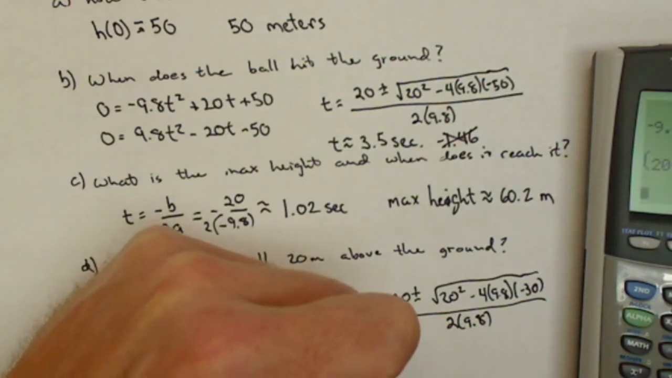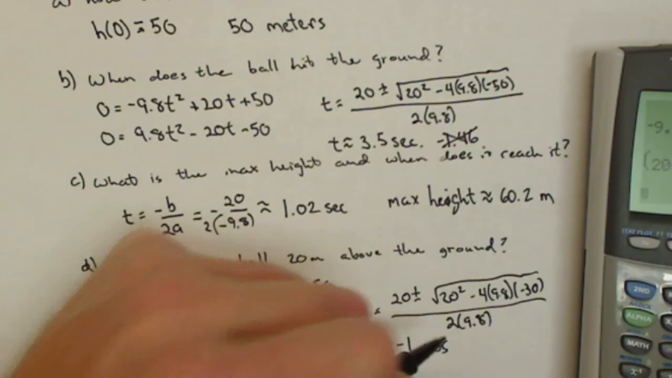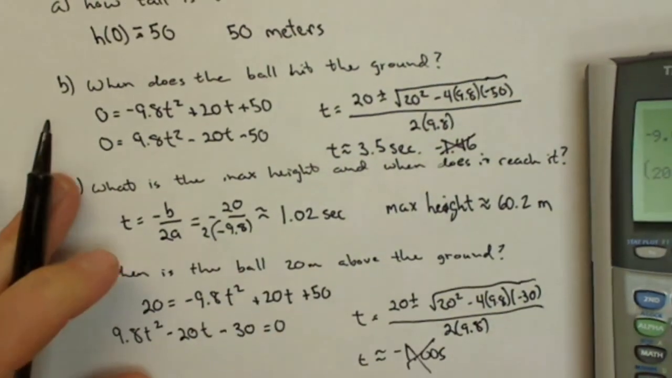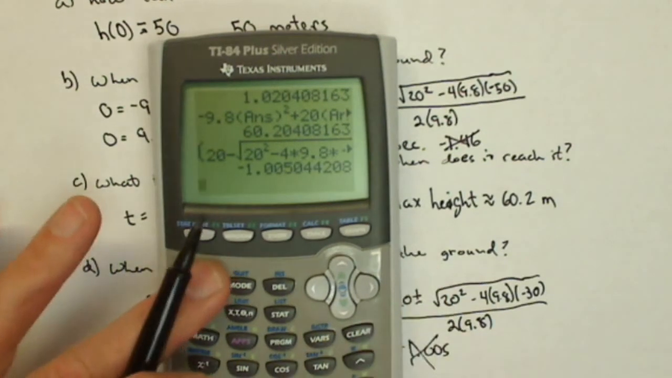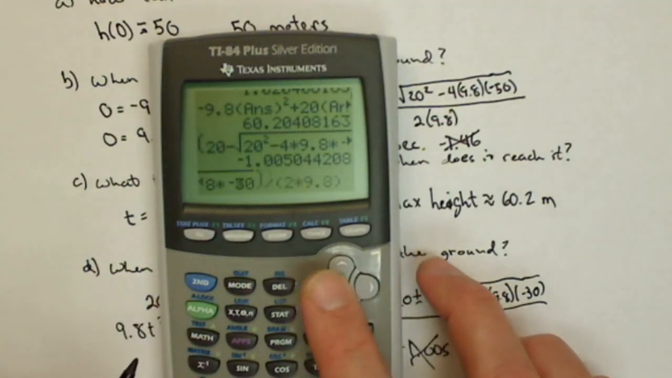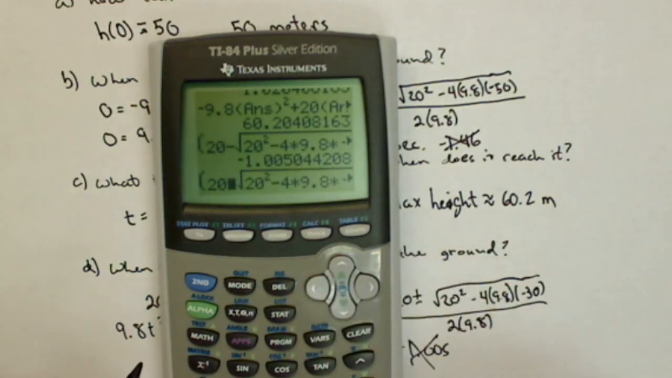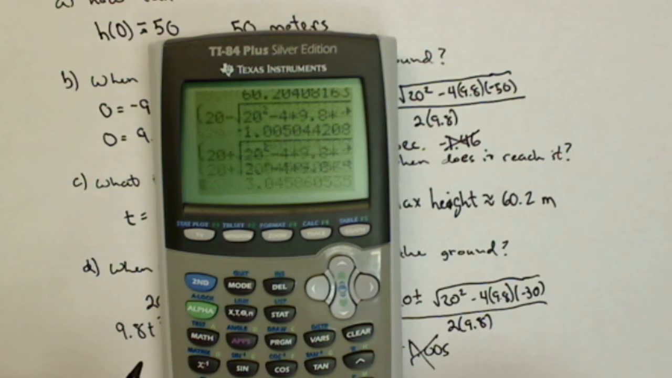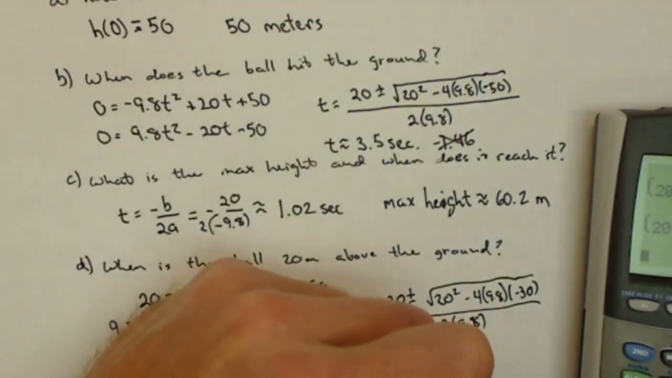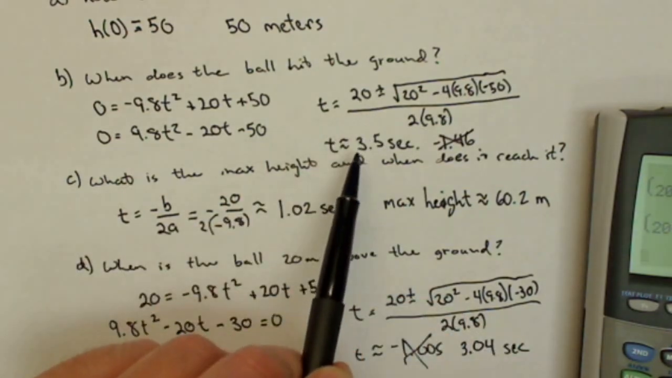So one of my values is negative 1.005 to a couple decimal places. But that doesn't make sense in this context. So there's only going to be one place where it's going to be 20 meters that makes sense in this context. And let's change that to a plus. And that's at about 3.04 seconds. Not too long before it's about to hit the ground.